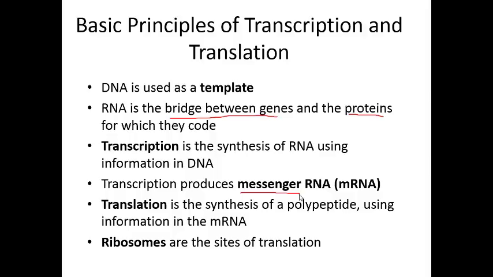RNA is the second type of nucleic acid. It's similar to DNA, except that there are three differences. One, RNA is single-stranded, where DNA is double-stranded. Two, RNA contains the sugar ribose, where DNA has deoxyribose, and three, RNA has the nitrogenous base uracil instead of the nitrogenous base thymine. So it has a U instead of T.